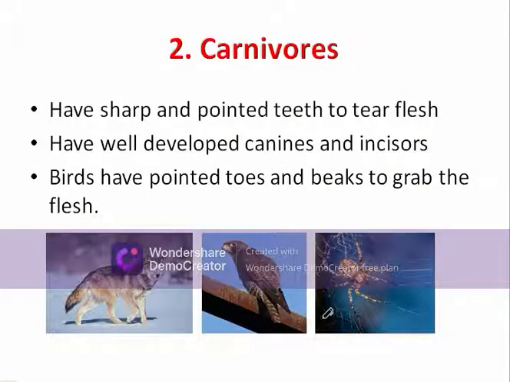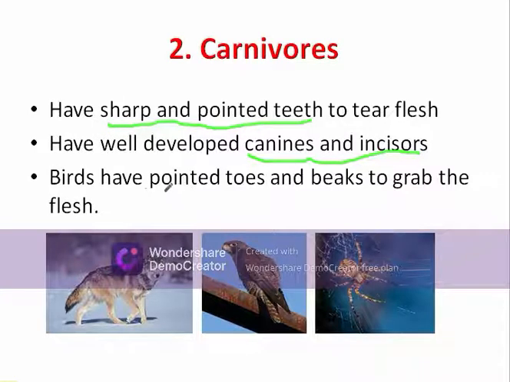So the second type of consumer is the carnivores. Carnivores have sharp and pointed teeth. So again, these are the type of teeth to tear the flesh. They have well developed canines and incisors. Canines and incisors again are the type of teeth. So you can watch the video on canines and incisors that is provided in the description.